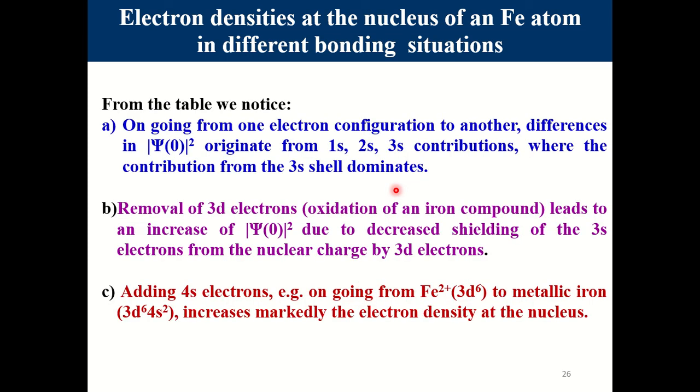So going from the table, we notice three things that can be noted, which we have shown in the previous slide. From one electron configuration to another, the electron density at the nucleus that originates from the 1s, 2s, and 3s contributions remains constant, and the 1s and 2s contributions are much higher values. They remain unaffected.